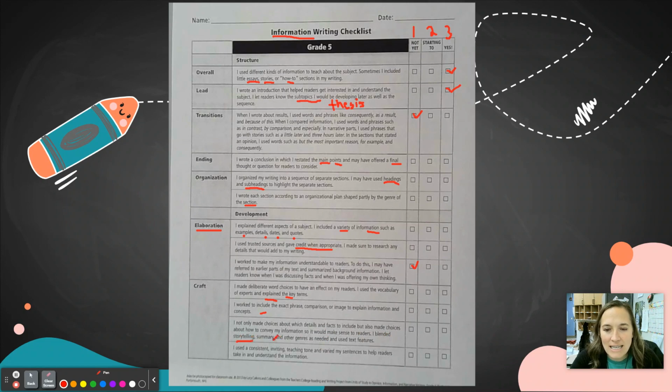I blended storytelling, summary, and other genres I needed, and used text features. So text features being those subtitles, right? I used a consistent, inviting, and teaching tone and varied my sentences to help readers take in and understand the information so that it sounds like a personal narrative. So 1, 2, and 3 there.